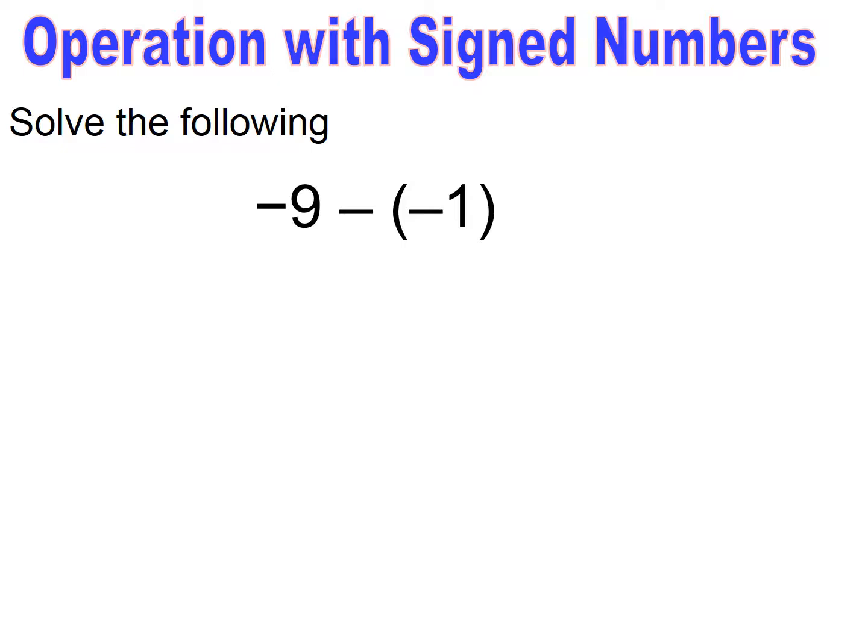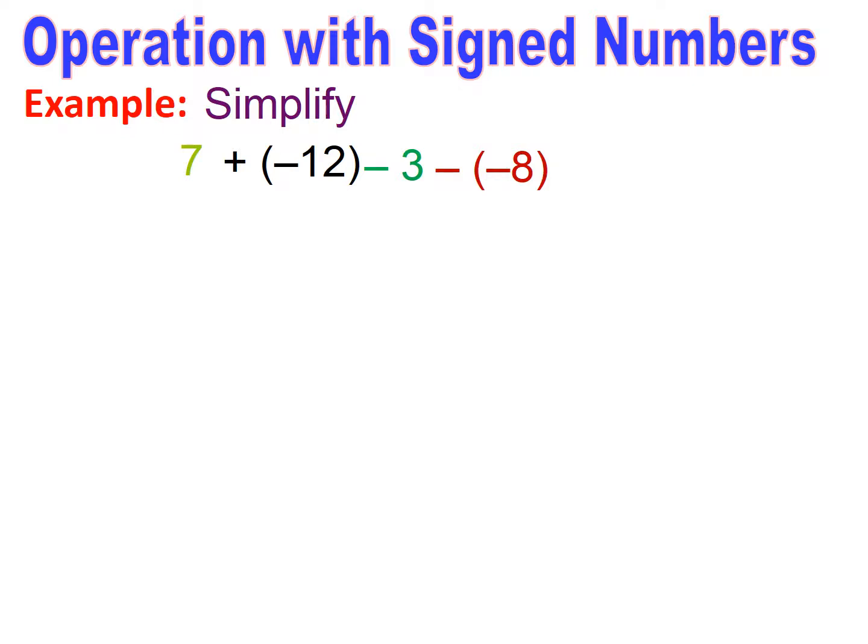Pause and try. So you have that double negative. Change that double negative to a positive. In this case, we subtract. We keep the sign of the higher number. The higher number is negative, so I end up with a negative 8 as my solution.